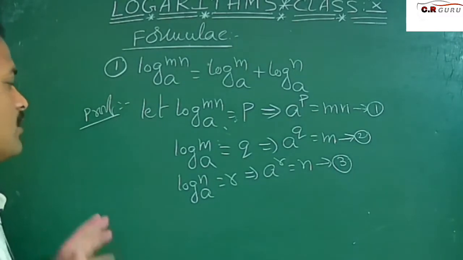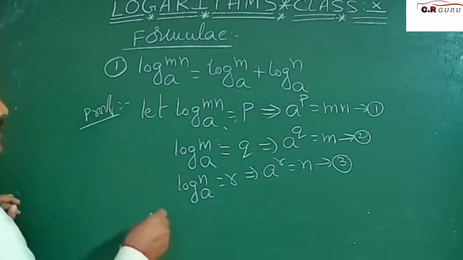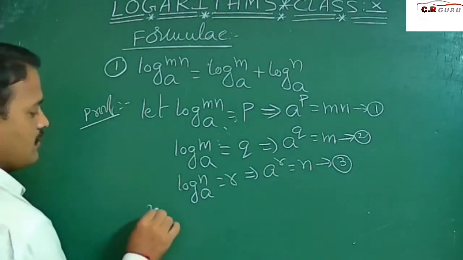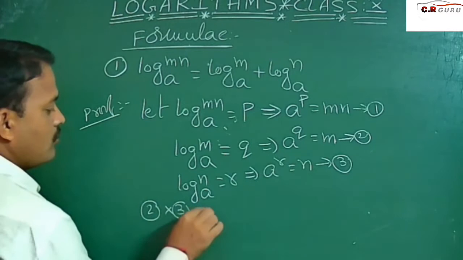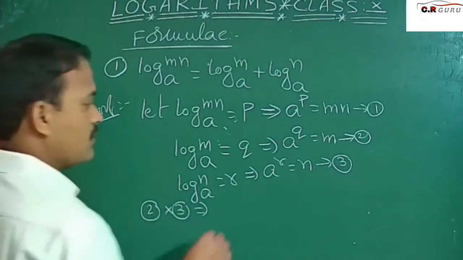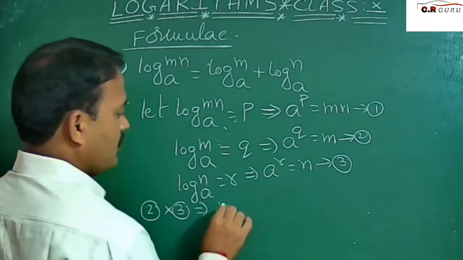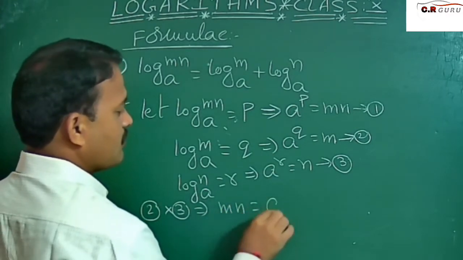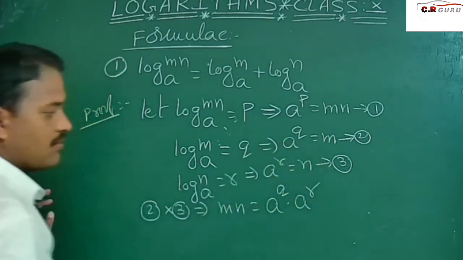Now based on this, how will we get this? First of all, the product of equations 2 and 3. What will we get from the product of 2 and 3? Simply m into n, mn is equal to a to the power of Q into a to the power of R only.